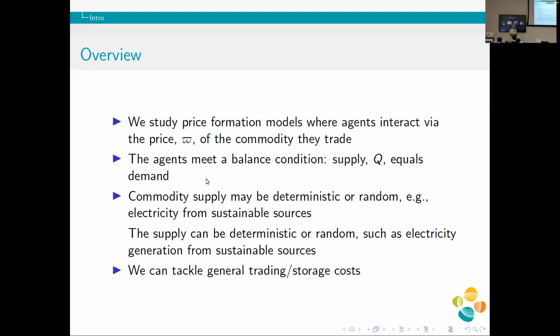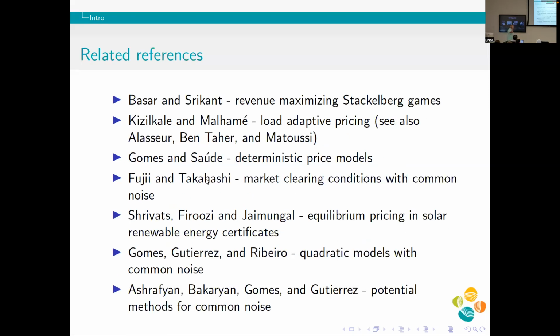But if your thing is really soybeans, you can replace electricity by soybeans, the trading rate of soybeans, and soybeans stored in storage. So this supply can be deterministic or random, and we can tackle general trading and storage costs with some improvements or slight changes in this model.